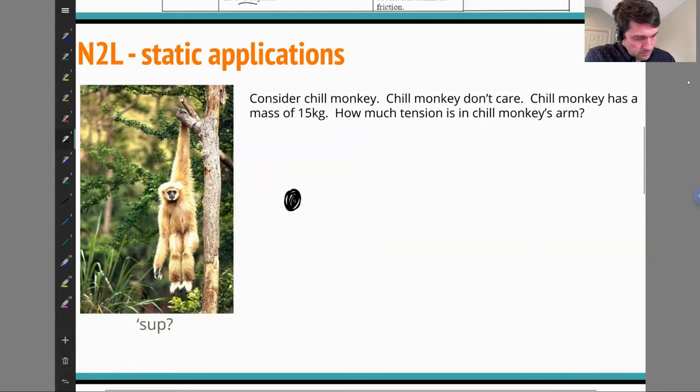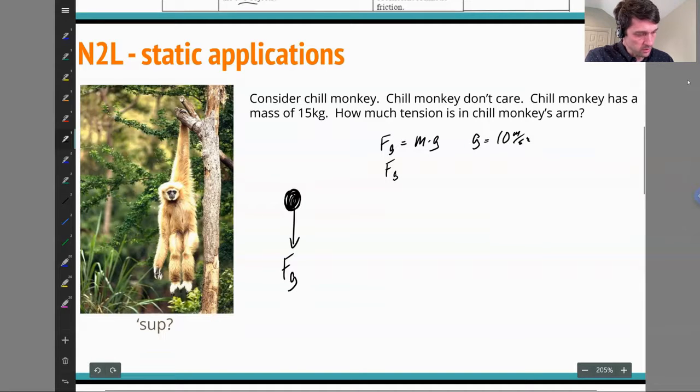I'm going to label this. There's a gravitational force, which I know something about because the gravitational force equals mass times gravity, and gravity is 10 meters per second squared. So this gravitational force is 15 kilograms times 10 meters per second squared, which is 150 newtons. And we wonder how much tension is in Chill Monkey's arm. Force, tension.